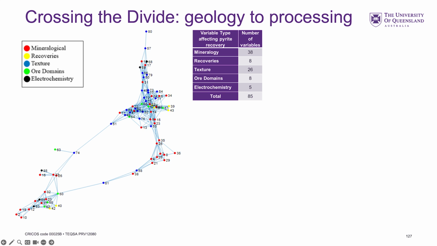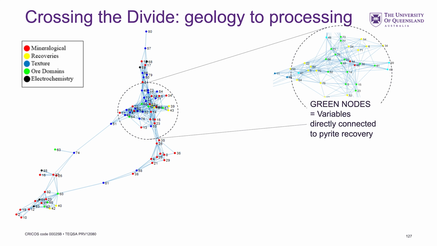And so this network here is part of the visualization of that cross-correlation matrix. Now I'll just highlight a particular area in the graph, just this little bit here. I wanted to highlight that from the graph, we could identify which variables out of this network of correlations were directly connected to the two pyrite recovery variables of interest. This gave us a set of 14 variables out of that 85 that had the most direct correlation with pyrite recovery.